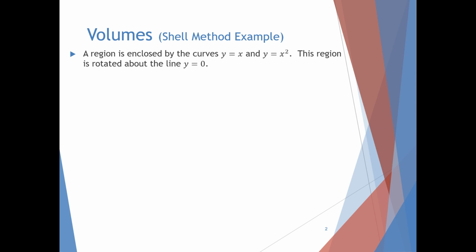A region is enclosed by the curves y equals x and y equals x squared, and this region is rotated about the line y equals 0. Calculate the volume of the resulting solid.